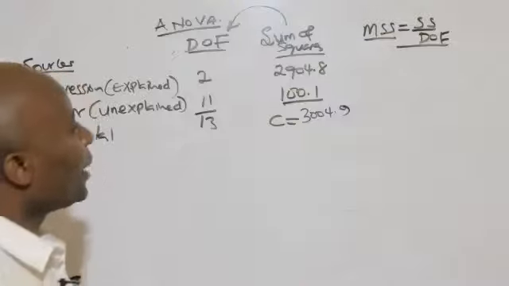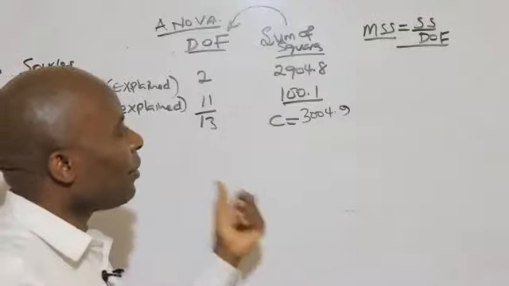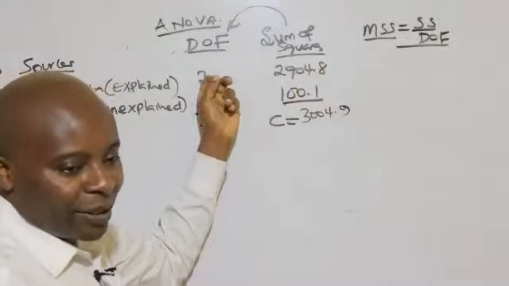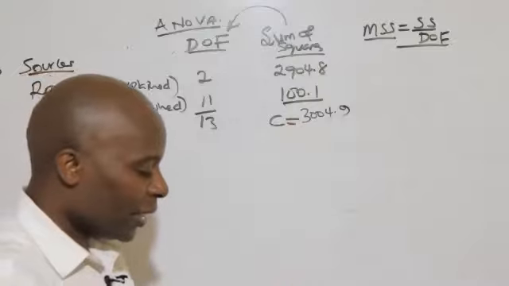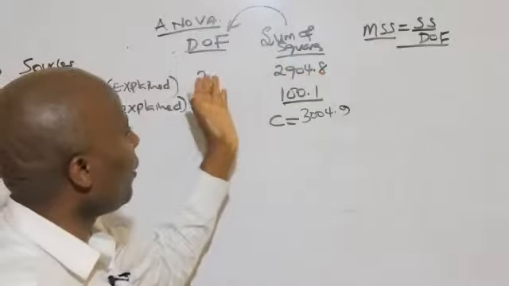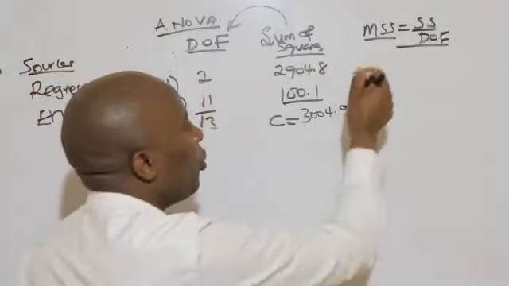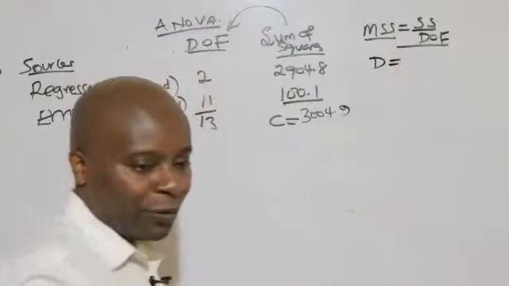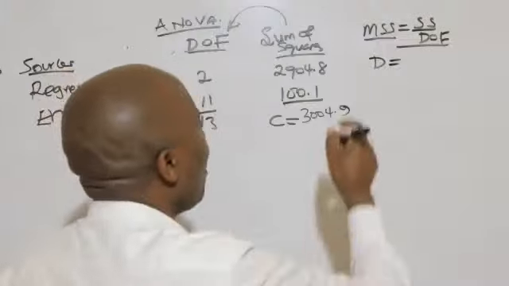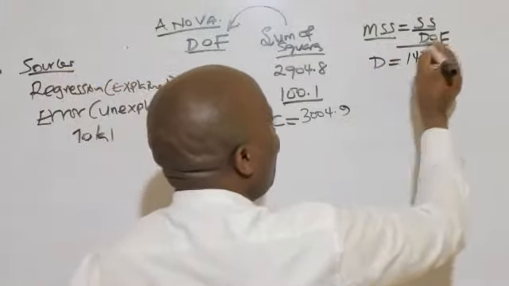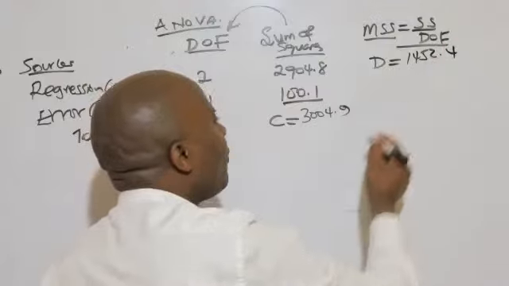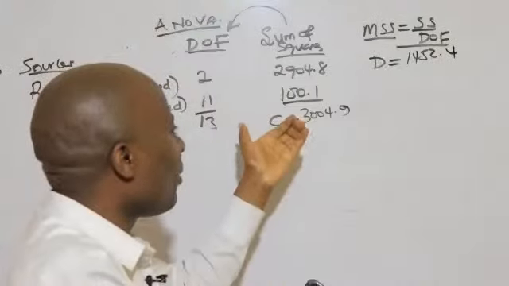So we have here the mean sum of squares. It is the sum of squares divided by the degrees of freedom. So you take 2904.8 divided by the corresponding DOF. The first one, which is D and is missing, will be 2904.8 divided by 2, which gives us what figure? I'm waiting for your figures. I'm being given a figure by John again, 1452.4.